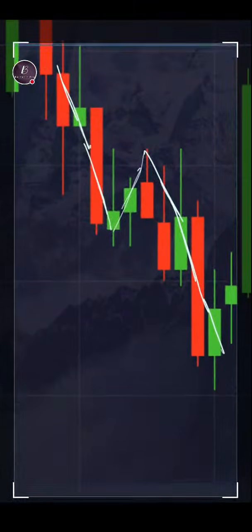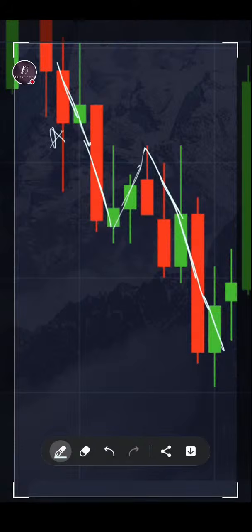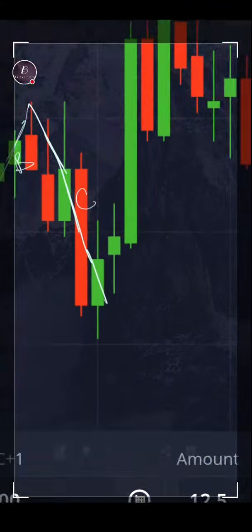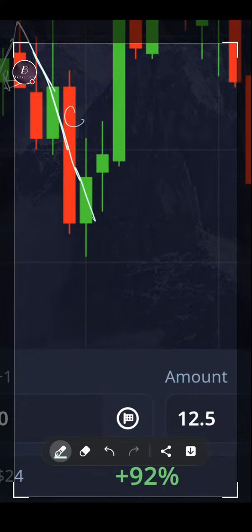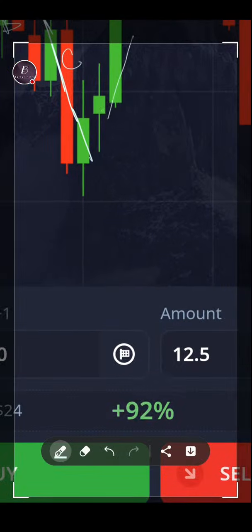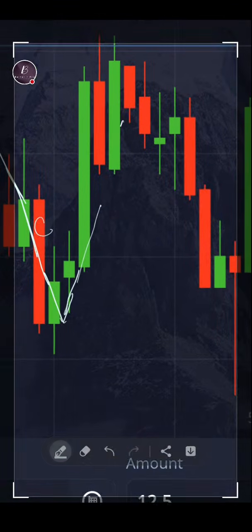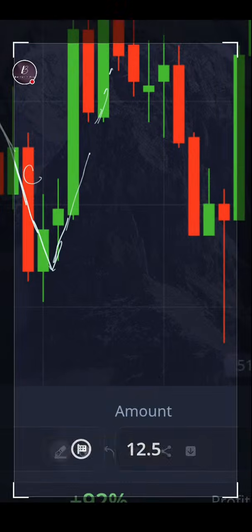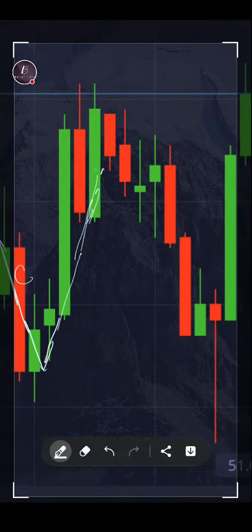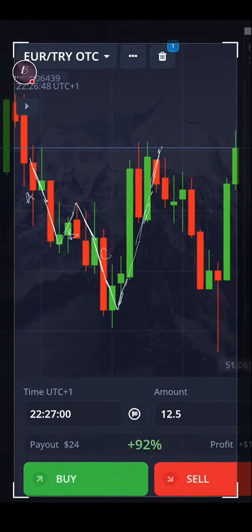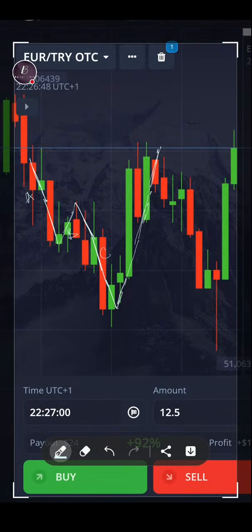So this is an ABC pattern. You have A, then this movement is B, then this is C. Then all of a sudden, price pushed to the upside from here. You can see the price retraced to the upside from here. So you can see now, this is what you call a QM. So the price came down, went up, came down, then went up again.